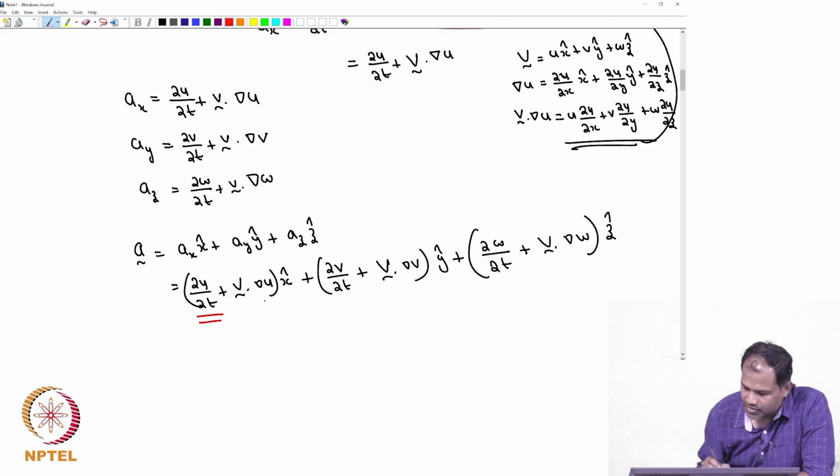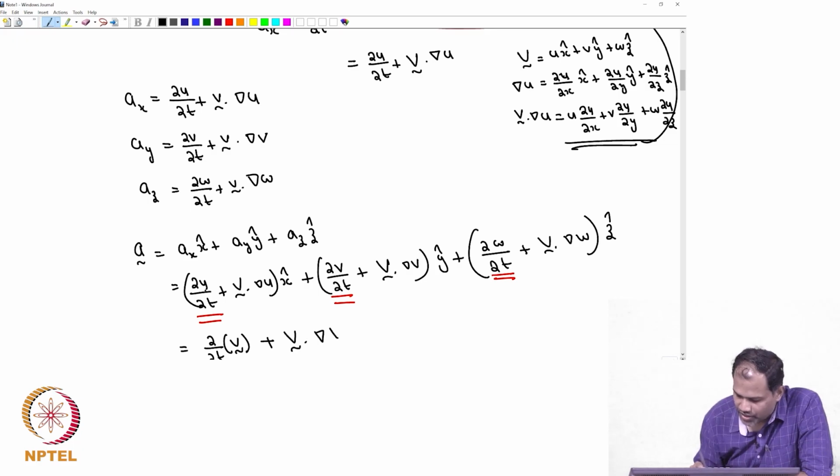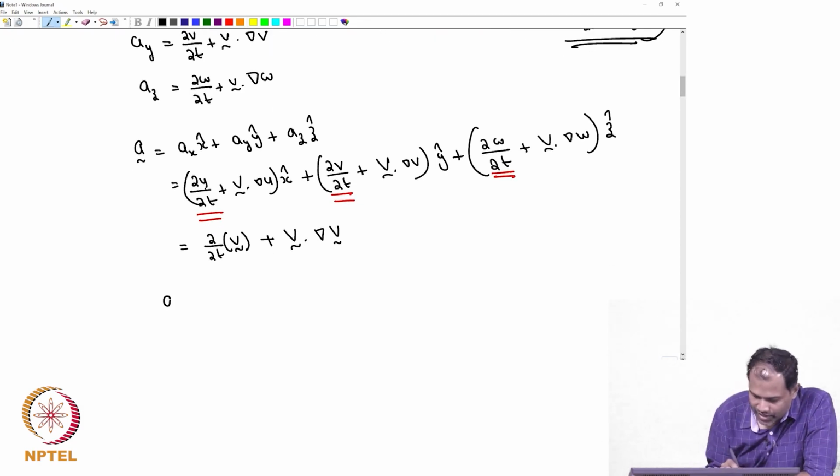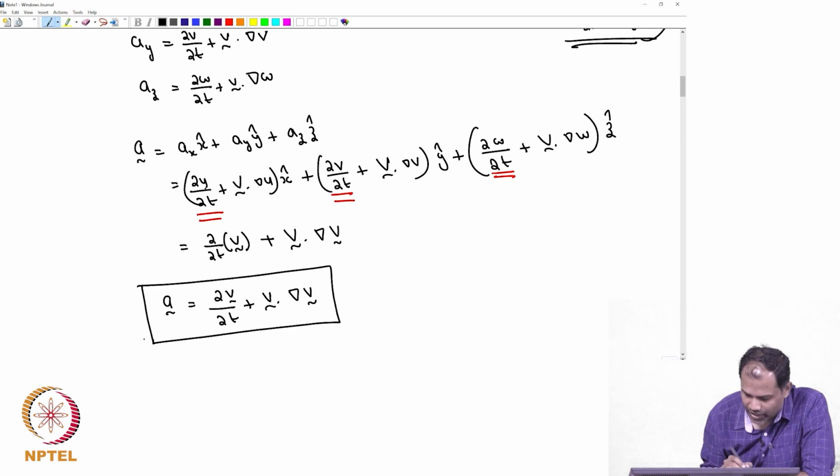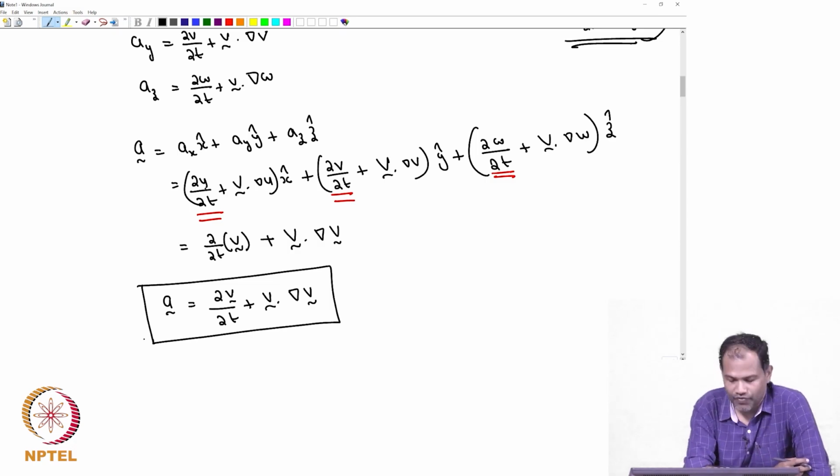So, if I combine this, that and that, I get A equal to ∂/∂t of, this is the x component of velocity, y component of velocity, z component of velocity, that is just velocity itself, plus the other three terms combined to give you V dot grad V. So, that is the expression for acceleration. Acceleration is equal to ∂V/∂t plus V dot grad V. So, that is the way you have to calculate acceleration in an Eulerian frame of reference.